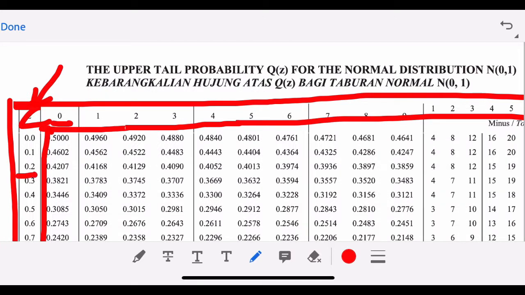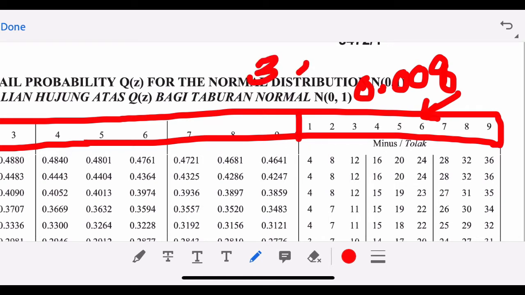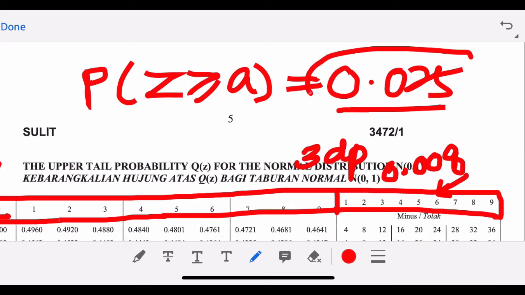For your information, how you read the Z here is 0.20 having the probability 0.4207. If you have 1, 2, 3 here, it must be 3 decimal places, 0.0 something. If 9, 0.09. If 8, 0.08. If 7, 0.07. All the Z scores will be 3 decimal places. Got it?